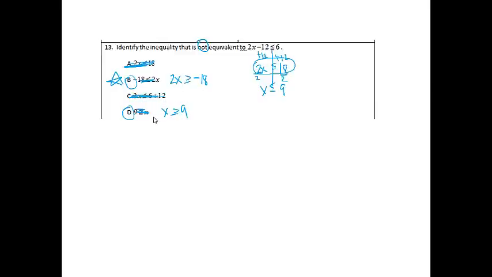And then this last one, well, you know what, when I rewrote this one, I said change the sign, but I didn't. So if I would have changed the sign, it does match as well. So for sure, B is my answer.